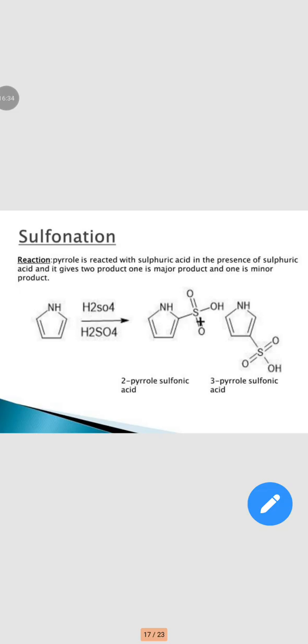Then sulfonation. Pyrrole is reacted with sulfuric acid, and it gives two products.